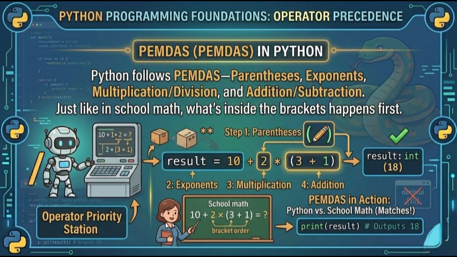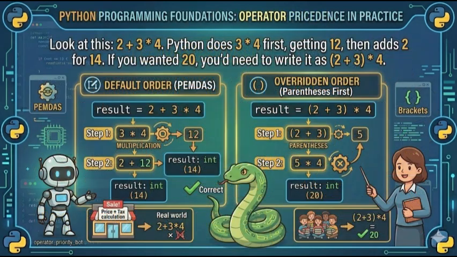Python follows PEMDAS, parentheses, exponents, multiplication and division, and addition, subtraction. Just like in school math, what's inside the brackets happens first. Look at this, 2 plus 3 times 4. Python does 3 times 4 first, getting 12, then adds 2 for 14. If you wanted 20, you'd need to write it as open parenthesis 2 plus 3 close parenthesis times 4.